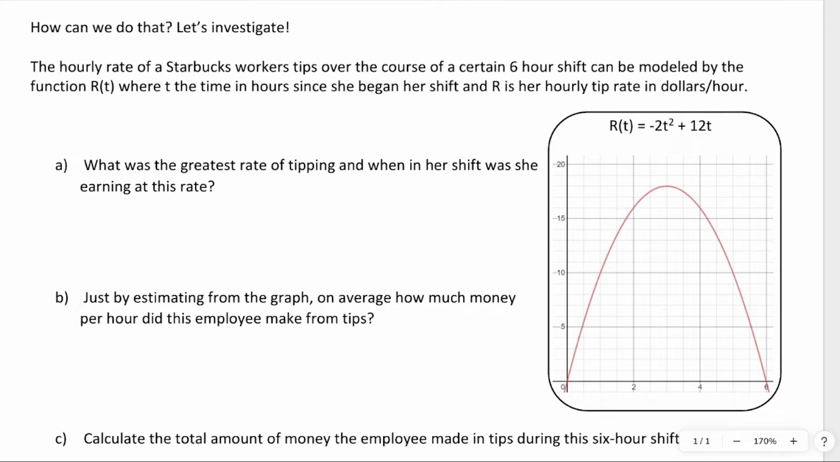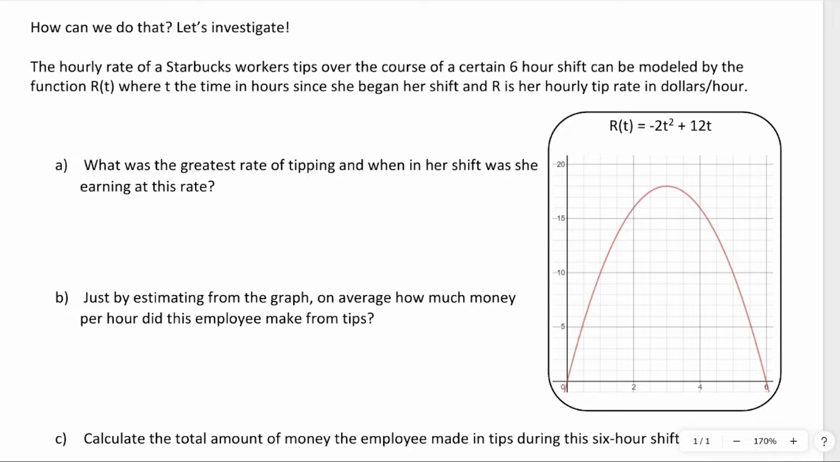Okay, so let's say that this function represents the rate at which a Starbucks worker gets tipped over a 6-hour shift. So this is not indicating how much they're getting tipped. It's the rate at which they're getting tipped, like how many dollars per hour. Okay.